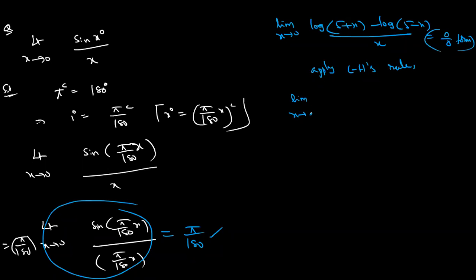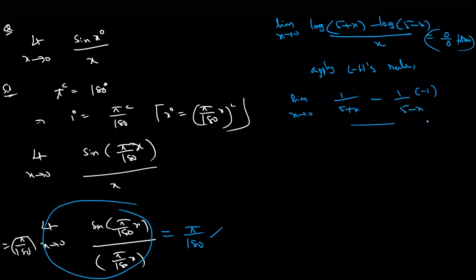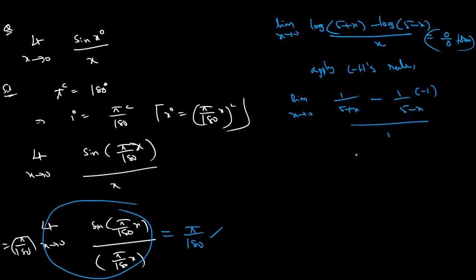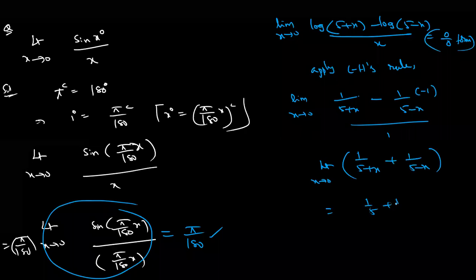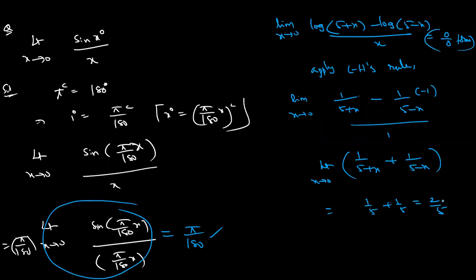What is the result coming? Limit x tends to 0, 1 by (5 plus x) into derivative of x, minus 1 by (5 minus x) into derivative, which is minus 1. So 1 by (5 plus x) plus 1 by (5 minus x). Put x equal to 0. What is your answer, dear students? 1 by 5 plus 1 by 5. Answer is 2 by 5. Numerical means how they are asking? 0.40. 0.4, that's all.